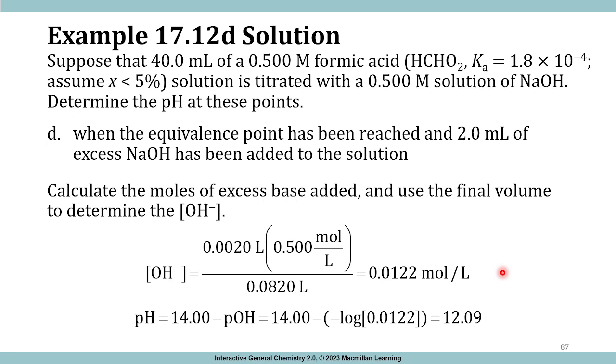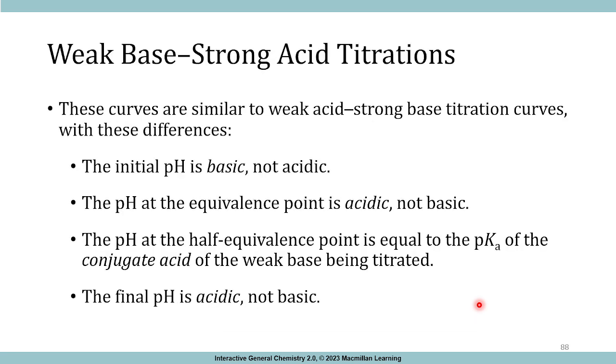We need to go ahead and take that, and we need to get the pH from it. So we're going to take 14 minus the negative log of that concentration. That's going to then give us our pH, which is 12.09. That makes a lot of sense because we just add some strong base to this already basic solution, right? Anybody have any questions about that? Fantastic.